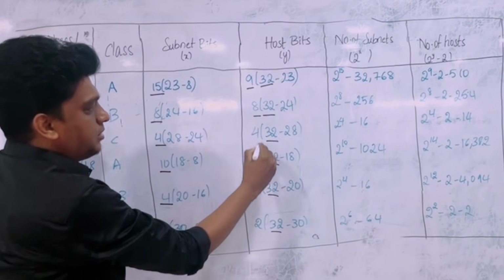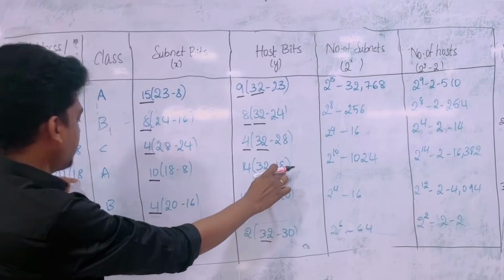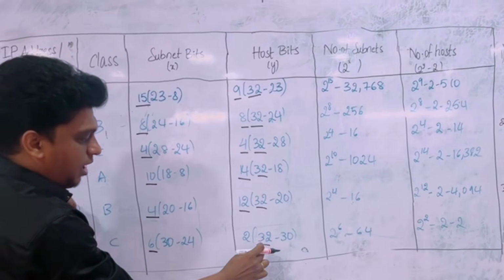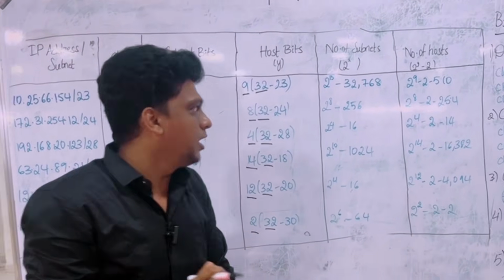Here 8. Here 32 minus 28 is 4. Here 32 minus 18, the CIDR, is 14. And here it is 12. And finally 32 minus 30 is 2. So this is how the host bits can be calculated.